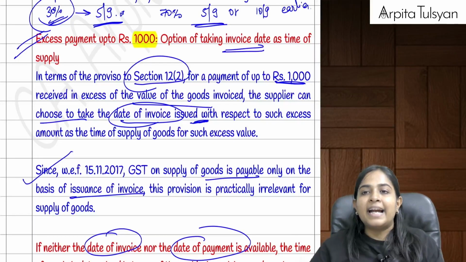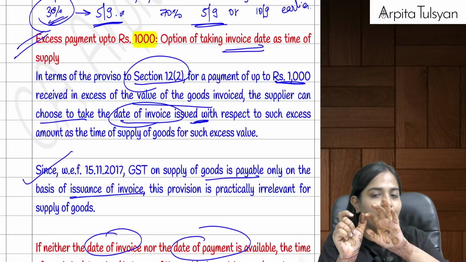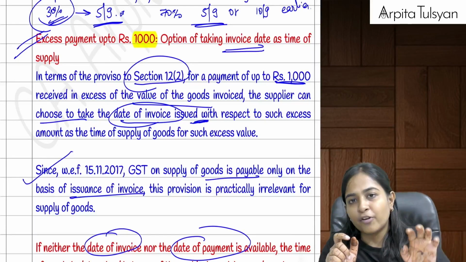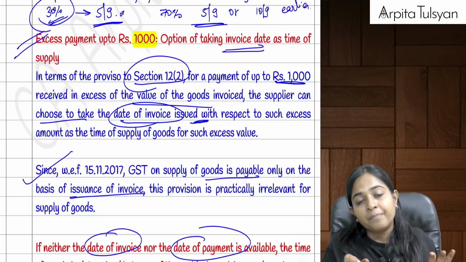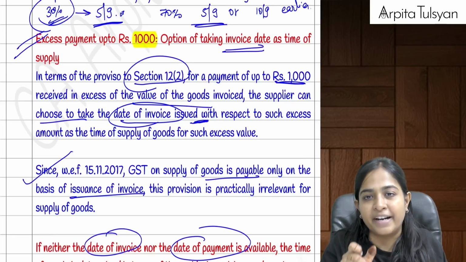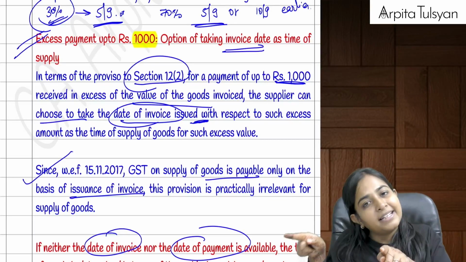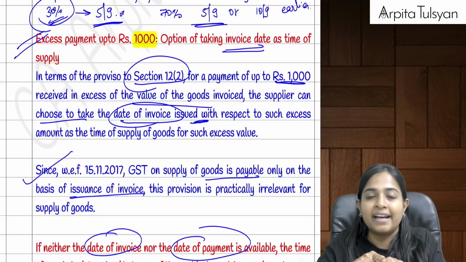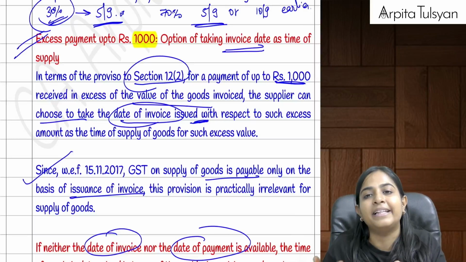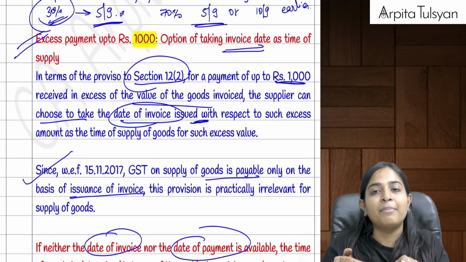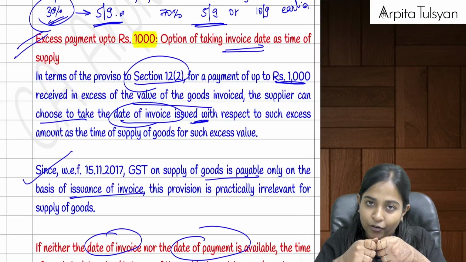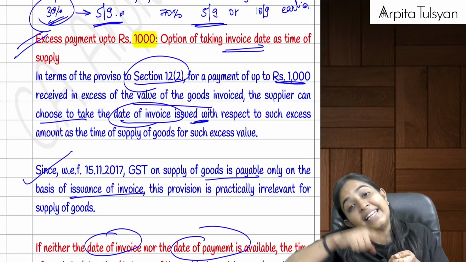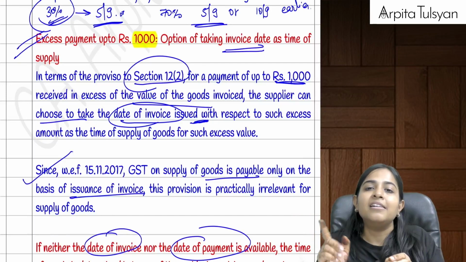Yes. So for that 500, I am not talking about the first 5,000. For that, time of supply will be normal, date of invoice or receipt of payment, whichever is earlier. But for that next 500 excess, can I say I am going to adjust it against the future bill? If I am going to adjust this 500 against the next bill, then the law has given me the option to take either the date of receipt of this 500 as time of supply, or the date of supply, that is the next invoice, as the time of supply.